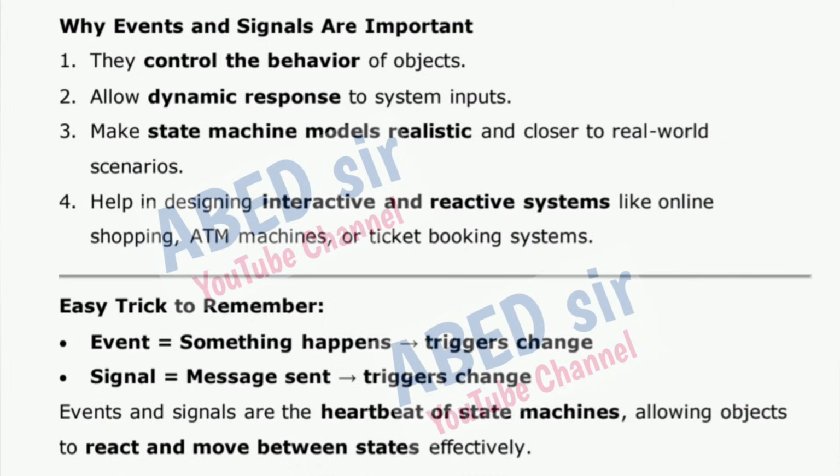Why events and signals are important. 1. They control the behavior of objects. 2. Allow dynamic response to system inputs. 3. Make state machine models realistic and closer to real-world scenarios. 4. Help in designing interactive and reactive systems like online shopping, ATM machines, or ticket booking systems.